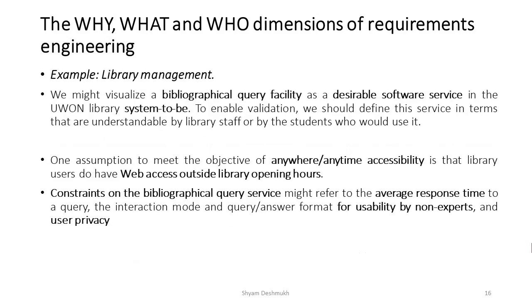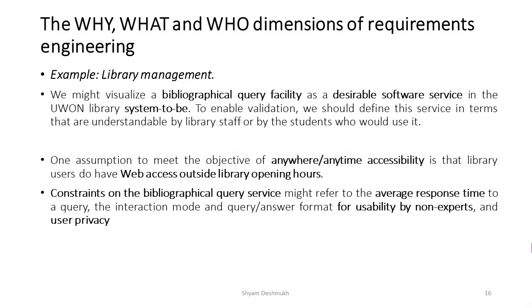In our library management example, we might visualize a bibliographical query facility as a desirable software service in the Eon library system to be. To enable validation, we should define this service in terms that are understandable by library staff or by the students who would use it. The definition should make it possible to argue that the objectives of increased coverage, information accuracy, and wider accessibility will be achieved through that service.